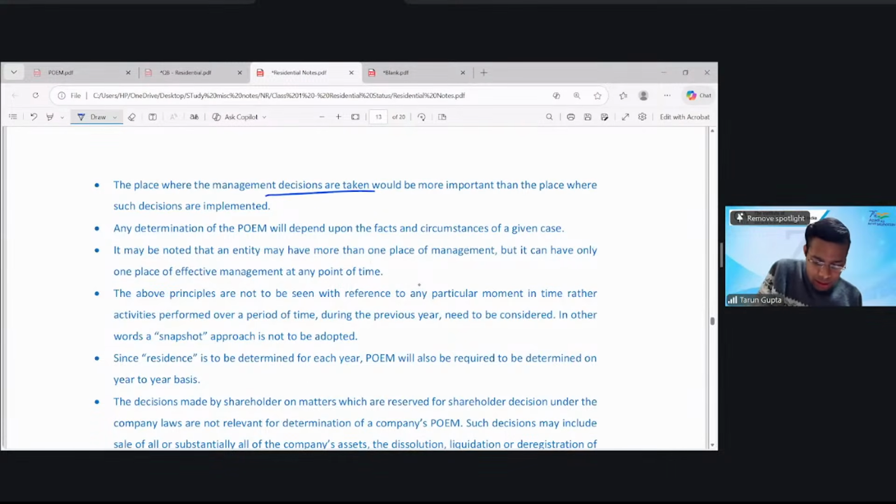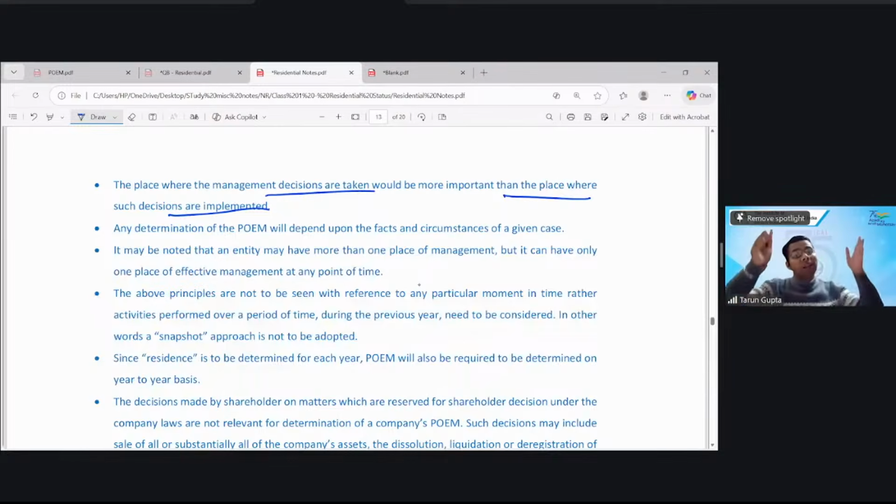The place where the management decisions are taken would be more important than the place where such decisions are implemented. So where decisions are implemented is not relevant; where decisions are taken, where the brain sits, is. See the company as a human being. A human being may have two hands and two legs in different countries. So a company may have multiple hands and legs in different countries. They have offices in different countries. But a body has only one brain. So where the brain sits is the place where the POEM is.